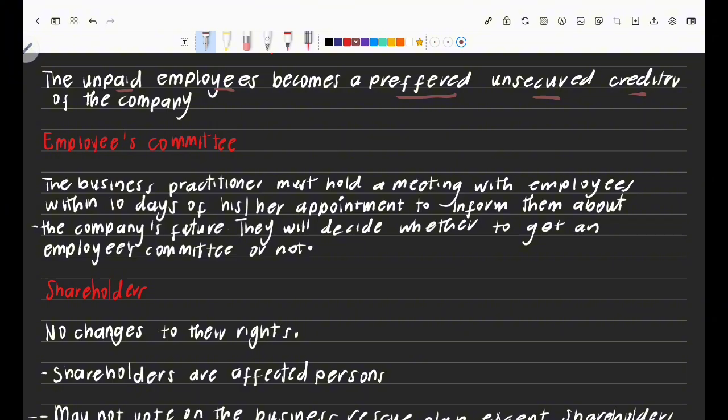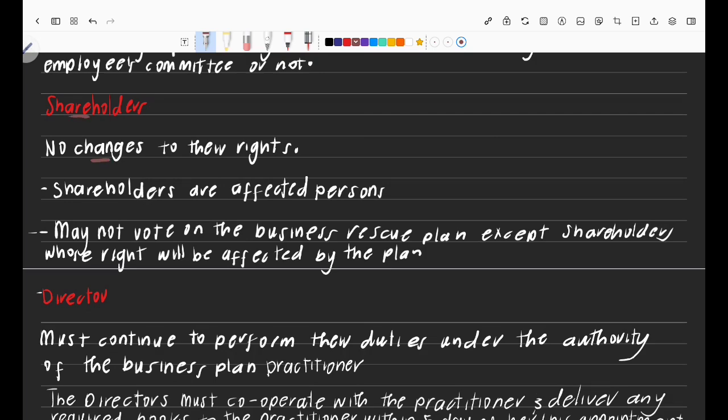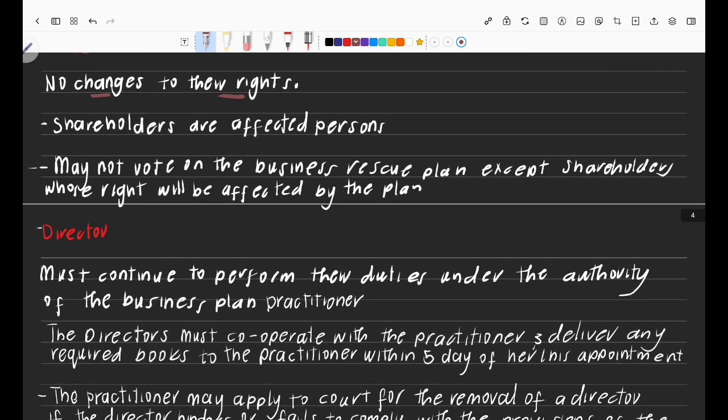And then the employees committee. The business rescue practitioner must hold a meeting with the employees within 10 days of his or her appointment. So we said 5 days for notifying the affected persons. Now that the practitioner is here, you need to notify the employees within 10 days. What about the shareholders? There are not going to be any changes to their rights.